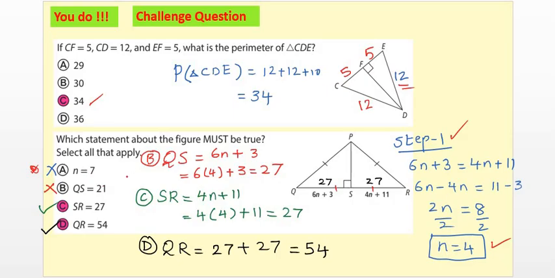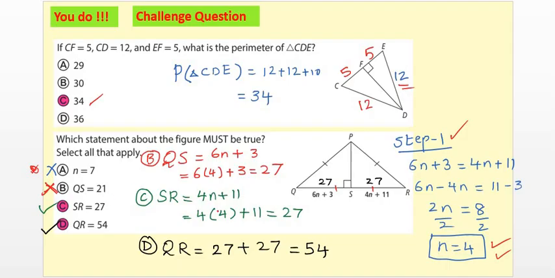Now the second option was to find the measurement of QS. When you look at the diagram, QS is 6n plus 3. So you will replace n by the value that you got here. It's 4 and it is giving you 27. So this red part, the red ink is for B, and it's wrong.